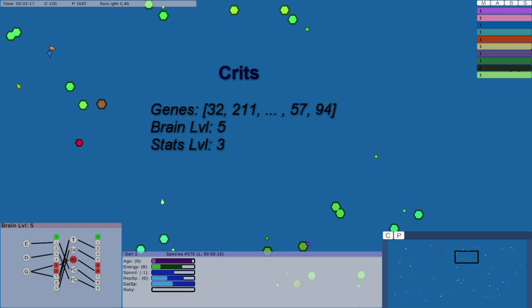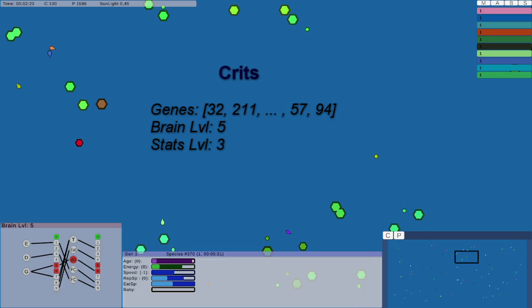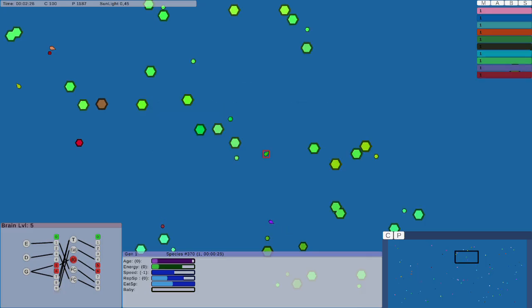This information consists of a chunk of 128 random bytes that represents their genes, a brain level and a stats level. For each of its stat level, the crit gets a plus or minus 1 modification to one of its stats. Which stat and which type of modification is defined by the genes. This particular crit got a minus 1 in speed, so even at full speed, it's going to be a little bit slower than all the other crits.